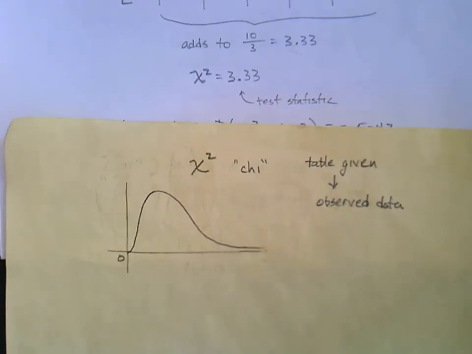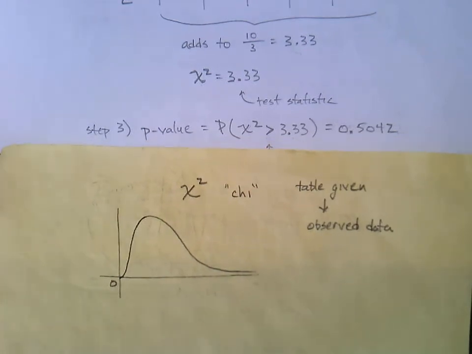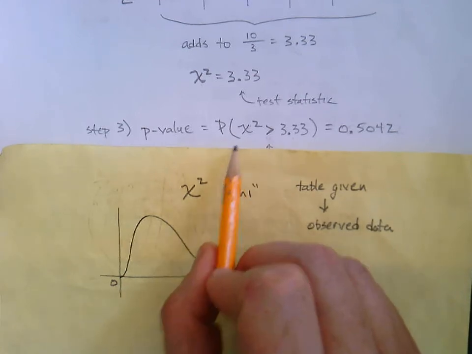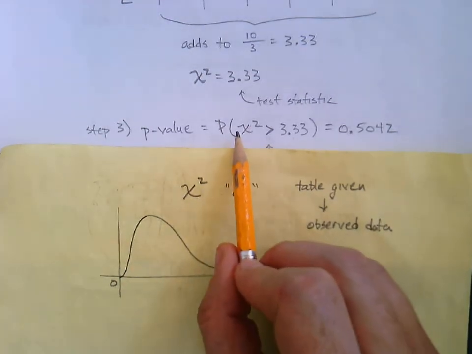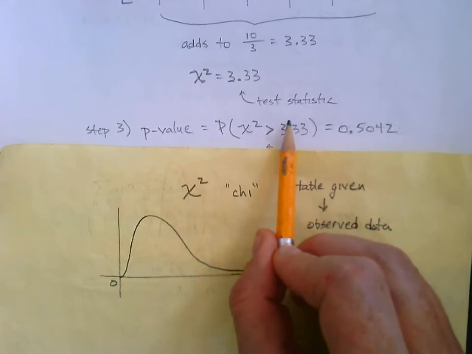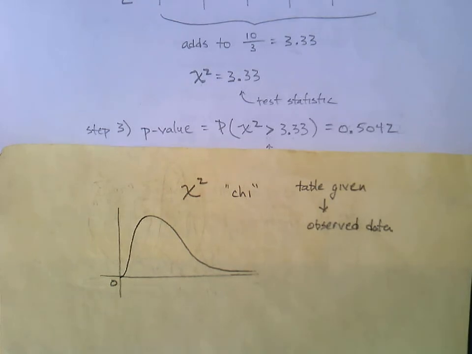So what does that mean for calculating our test statistic, or calculating our p-value, I should say? Our p-value is the probability that chi-square is greater than, and then we'll put in our 3.33. We don't have to change anything else when calculating this.